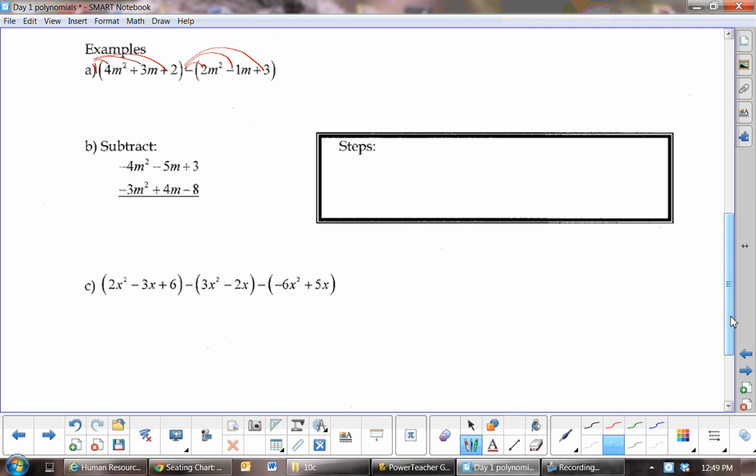So we would have 4m squared plus 3m plus 2. You see that? Now, that negative gets multiplied to everybody. So negative times 2m squared is negative 2m squared. Do you see how now we have a negative times a negative 1m, which would be positive 1m. Okay, and this very last one, a negative times a positive 3 would be negative 3.